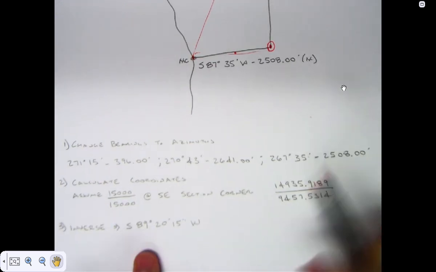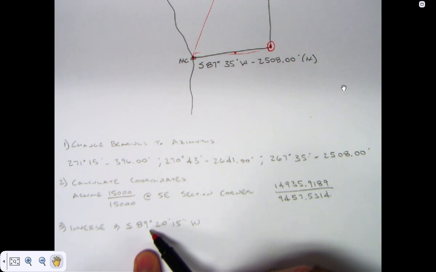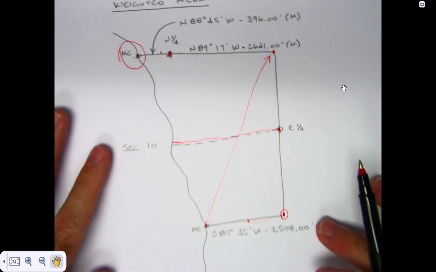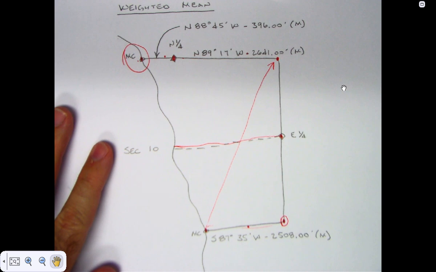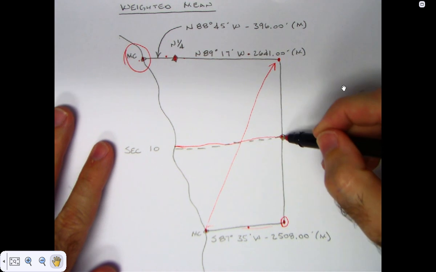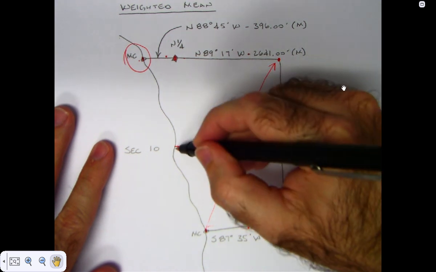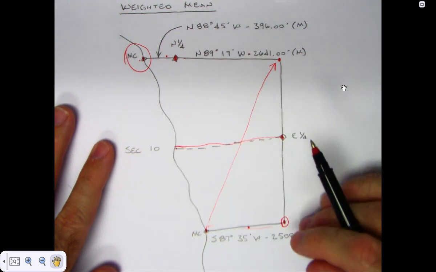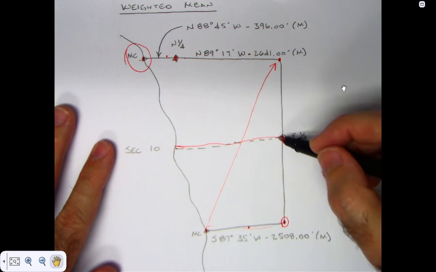Then I'm just going to inverse between the sets of coordinates. When I do so, I get a bearing of south 89 degrees 20 minutes 15 seconds west. That is the weighted mean using this information. So from here I would run that bearing until I intersected the lake or water boundary, whatever this happens to be, but I would run that bearing.